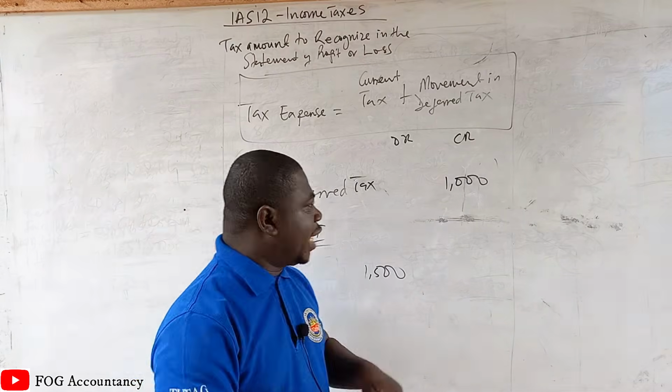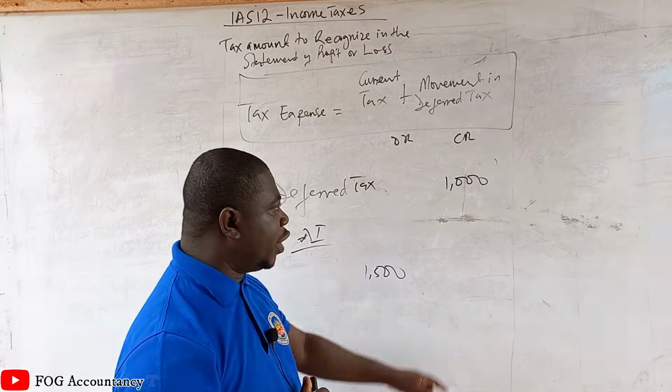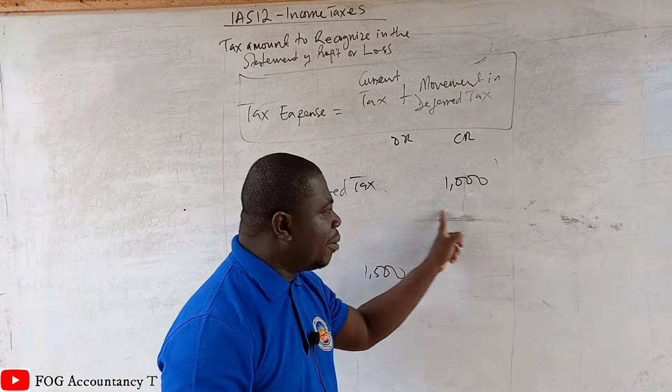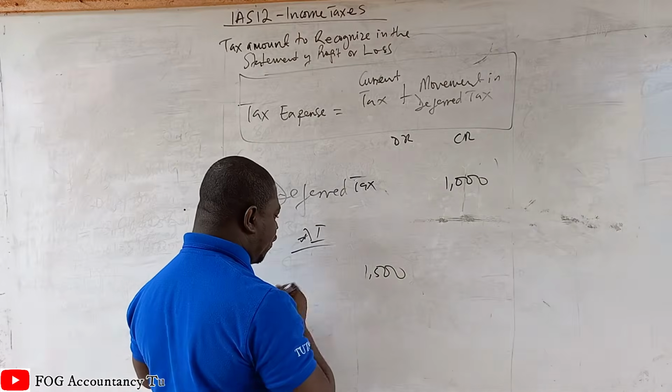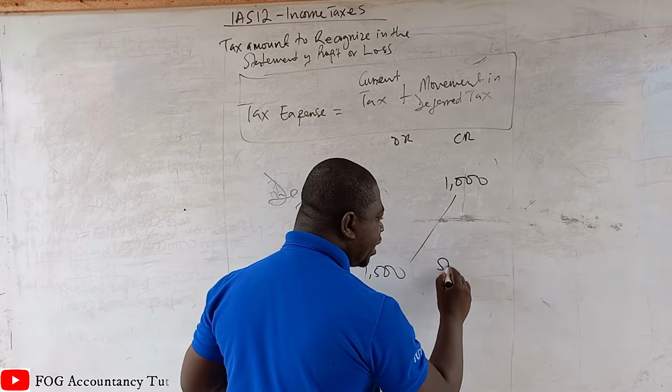Now, whatever deferred tax you have in the trial balance relates to last year. Just like provision for doubtful debt, we compare and take the difference. And so, if deferred tax liability from last year in the trial balance is 1,000, and this year you are getting a deferred tax liability of 1,500, then the movement is 500.